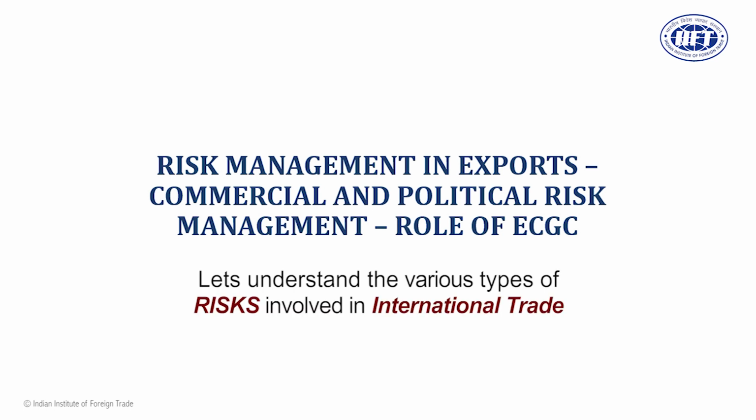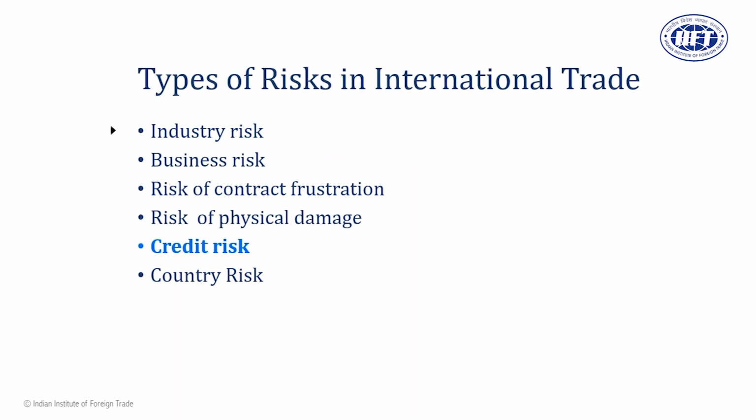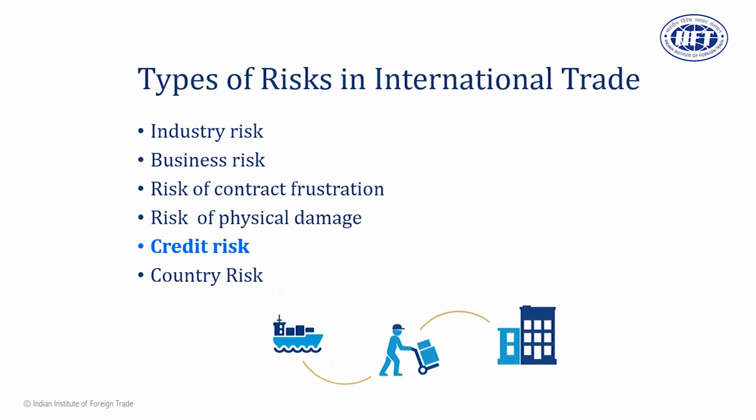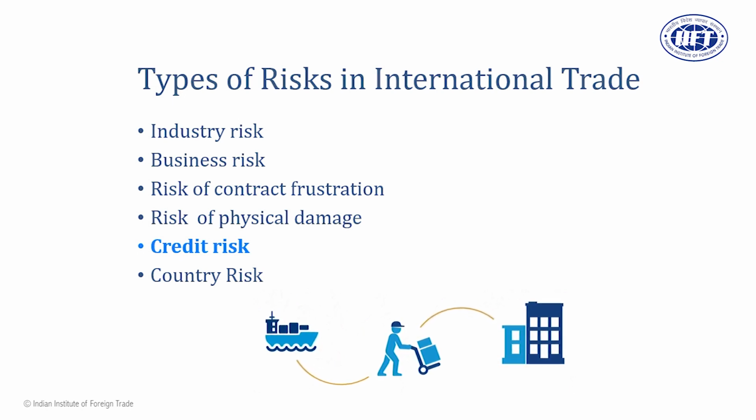When we talk about various types of risks involved in international trade, the most important ones are the industry risk, business risk, risk related to default of contract, risk related to physical damage of the goods, political or country risk, and credit risk. If you all can see, I have highlighted credit risk because that is the one risk which we are going to cover today and talk in detail about. In case of exports, it is very important to understand credit risk.